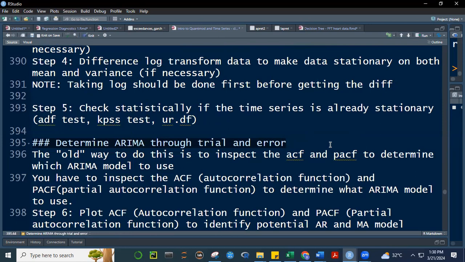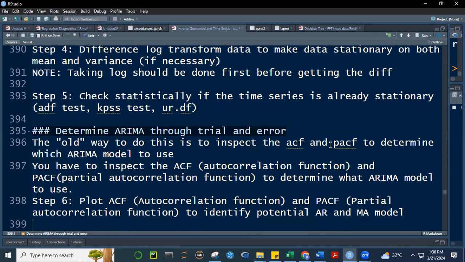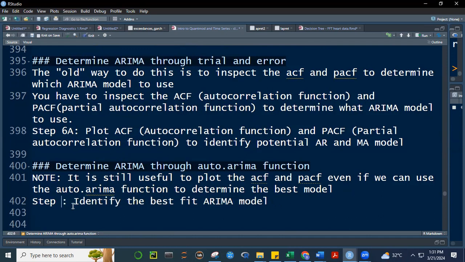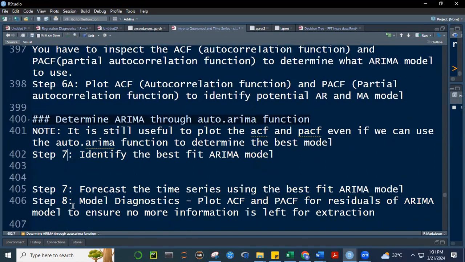Now the next step, class, is step 6 here. Actually, this should be 6A, I think, sorry. And this should be, what is this? 6A. Okay, anyway. Maybe here 7. Let's just make this 6A and 7. Or just make this 6B.